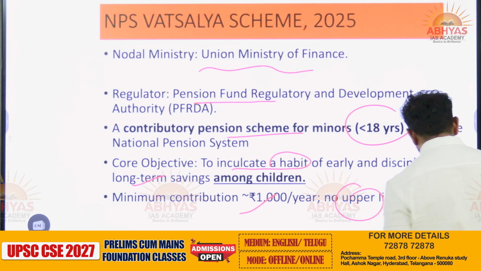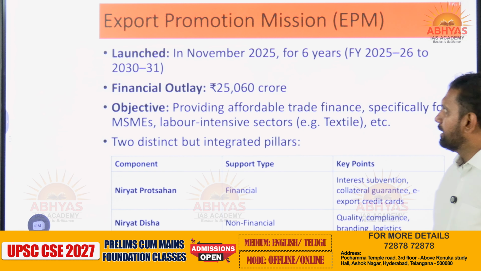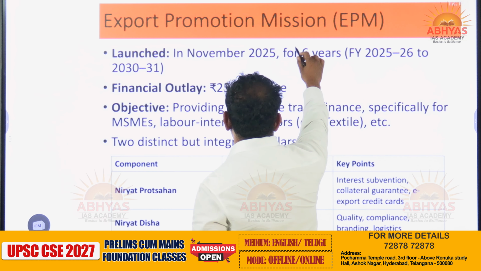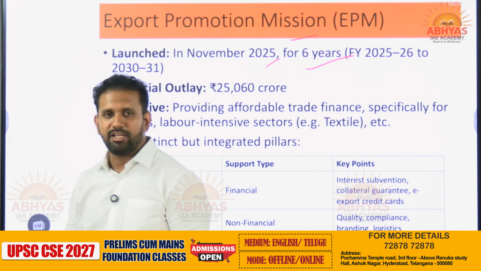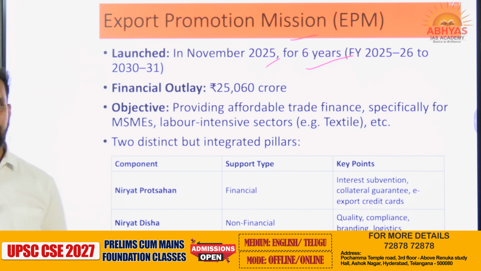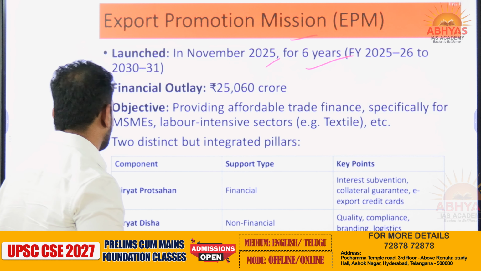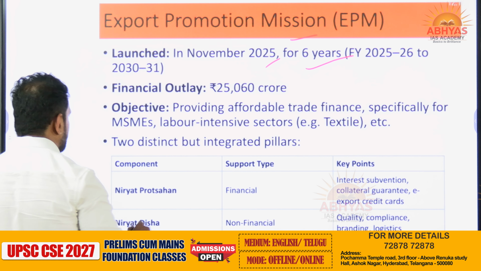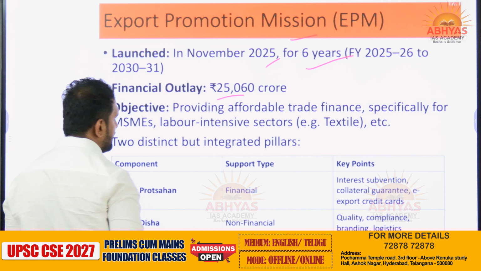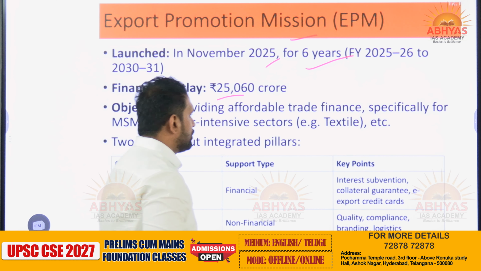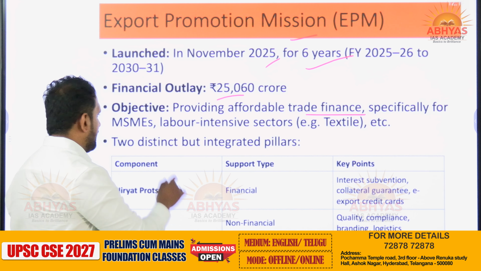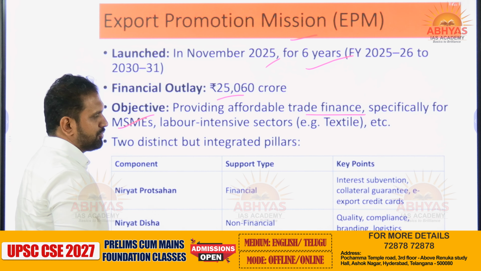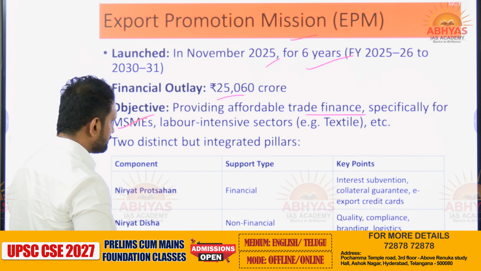Don't sit idle. Okay. Third is the Export Promotion Mission. Launched in November 2025 for 6 years. Whenever a scheme has a start year and an end year, we call such schemes time-bound schemes. Financial outlay given to this particular scheme is 25,000 crores. The objective is very simple: to facilitate trade finance for MSMEs and labor-intensive sectors such as textiles.